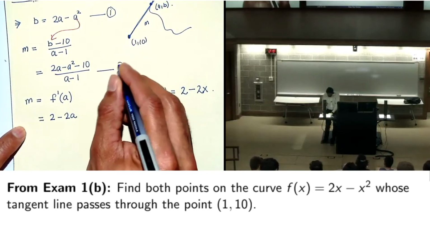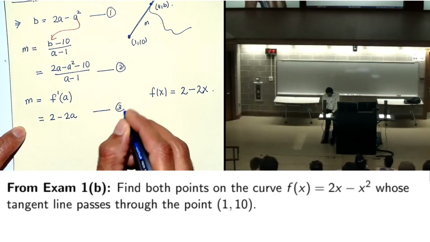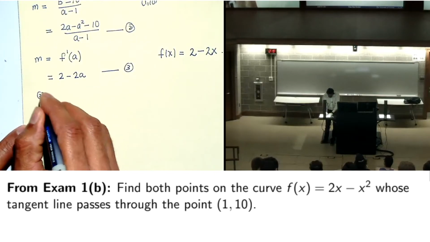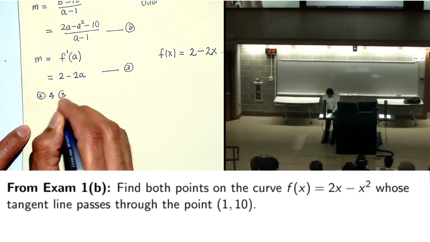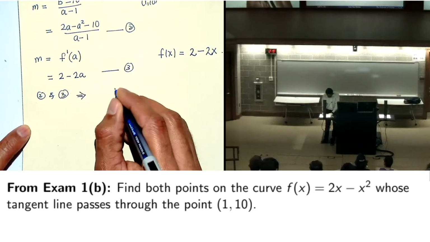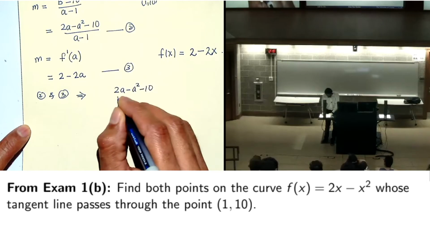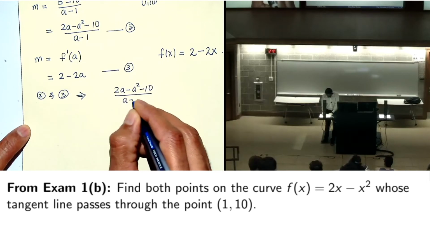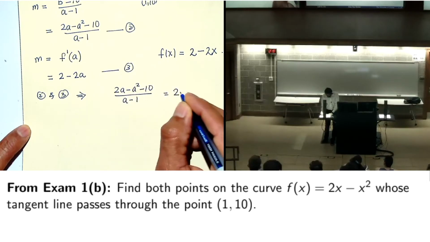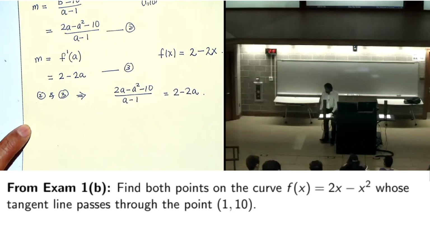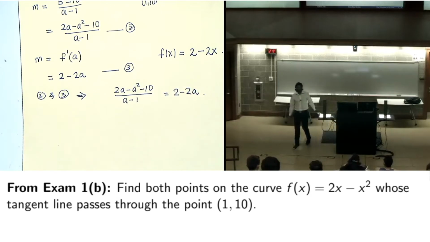Let's suppose this is equation number 2, this is equation number 3. So 2 and 3 will give you 2a minus a square minus 10, the whole entire thing divided by a minus 1, is equal to 2 minus 2a. Now we have an equation in a. So we have an equation in a. I think we can solve this equation in a.